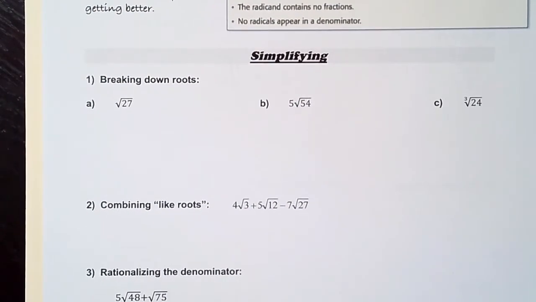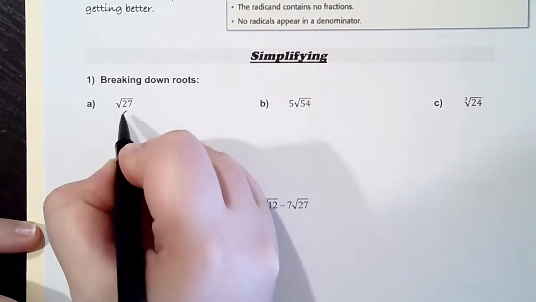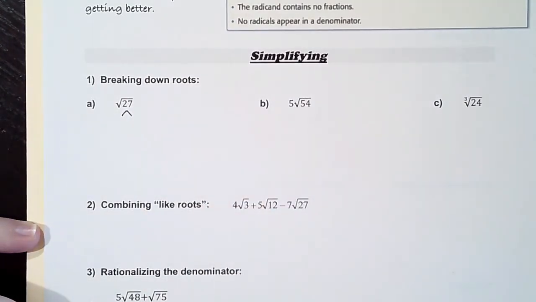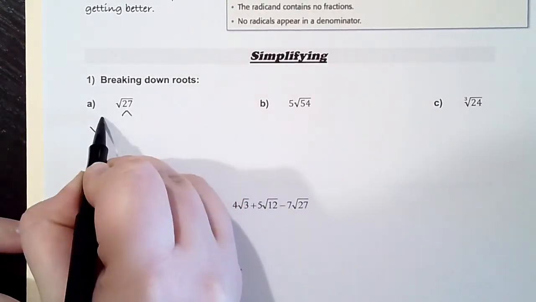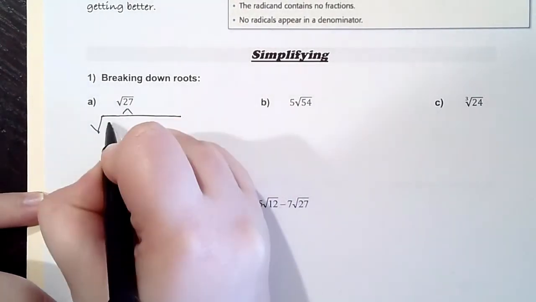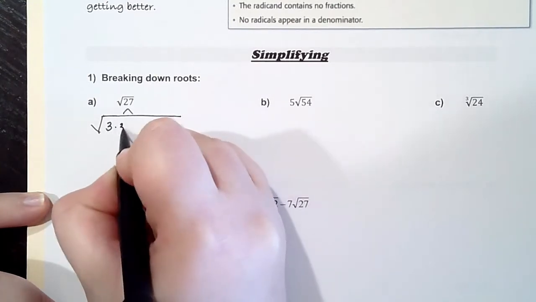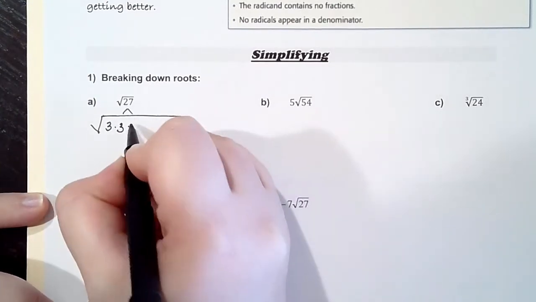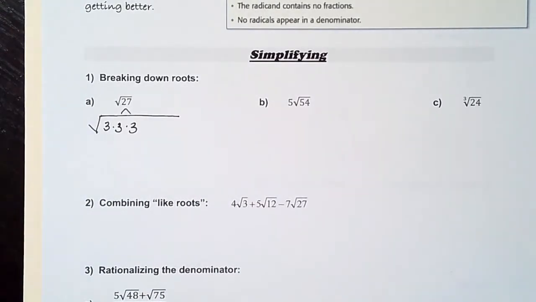So to start off, we're going to start off by simplifying. We're going to break down roots. And the easiest way to do this is by breaking each number or variable inside down into its smallest factors. So with 27, I'm going to do a little factor tree, but instead of doing a factor tree the normal way, I'm going to factor tree all in one long radical sign. So 27 breaks down into 3 times 3 times 3. 3 times 3 is 9, 9 times 3 is 27.